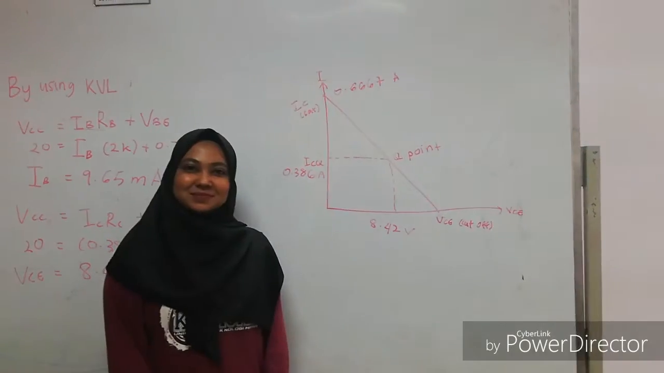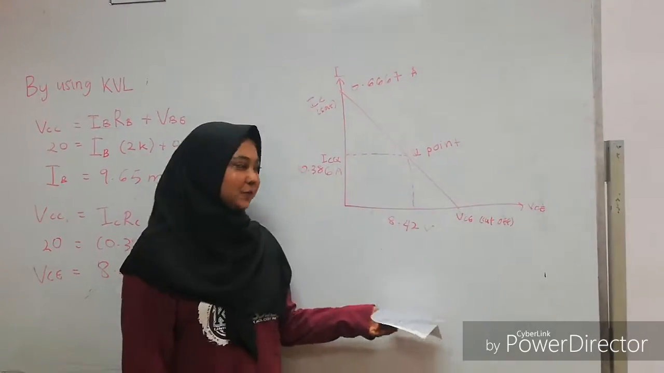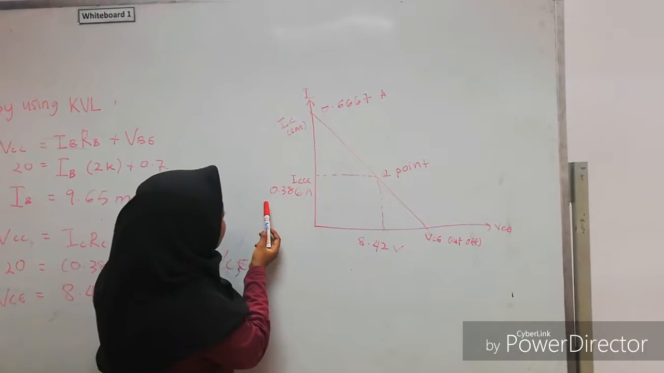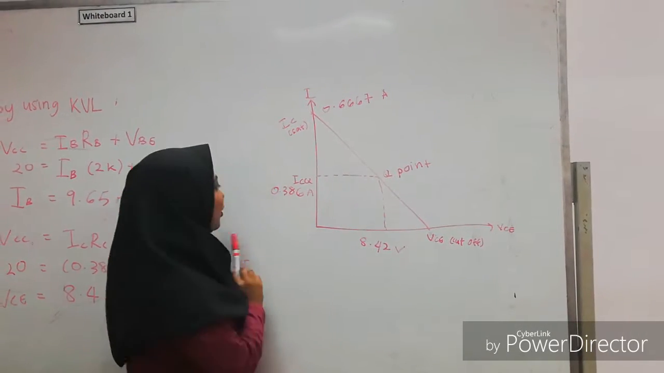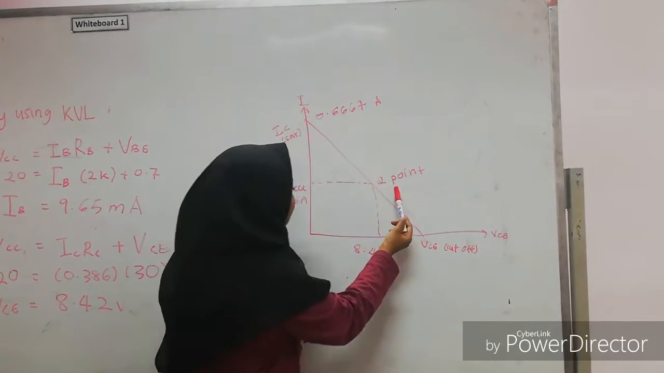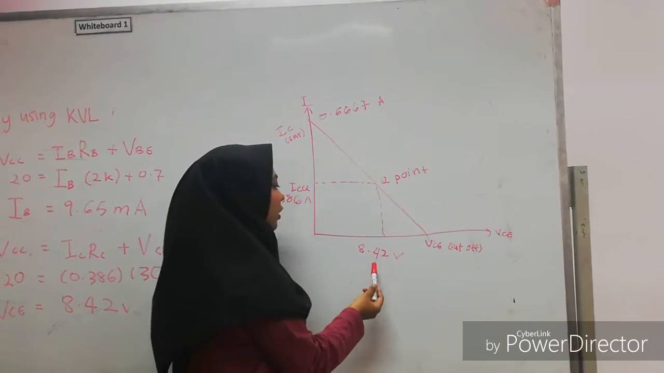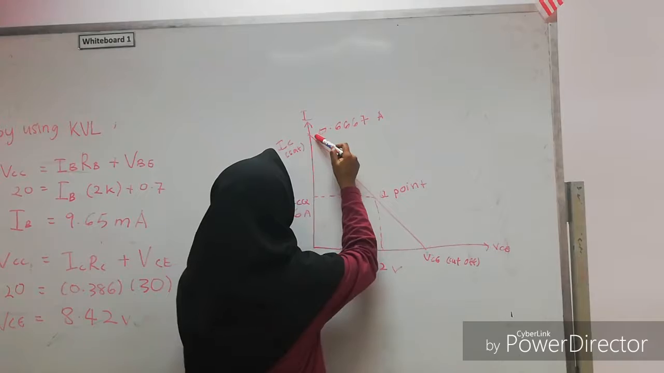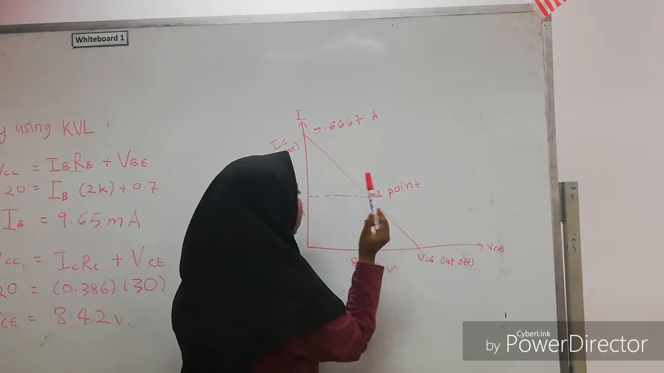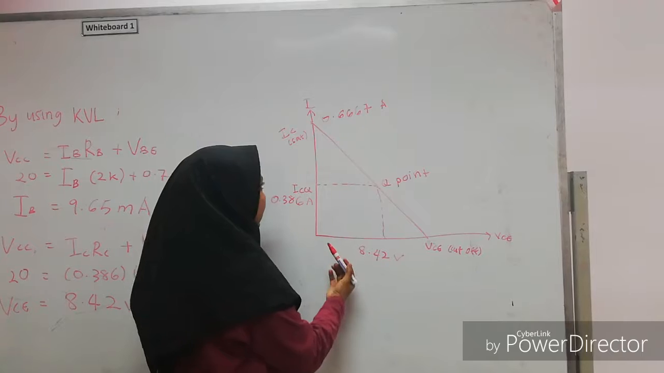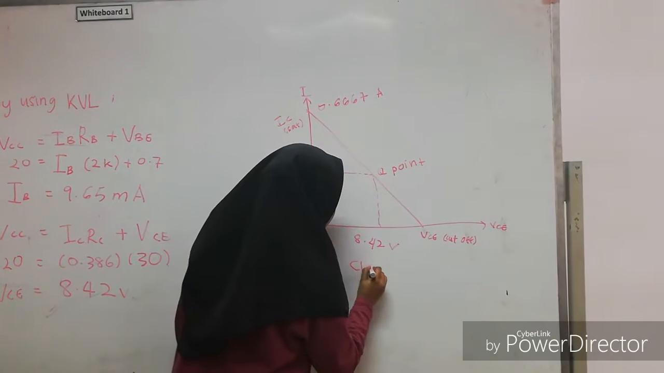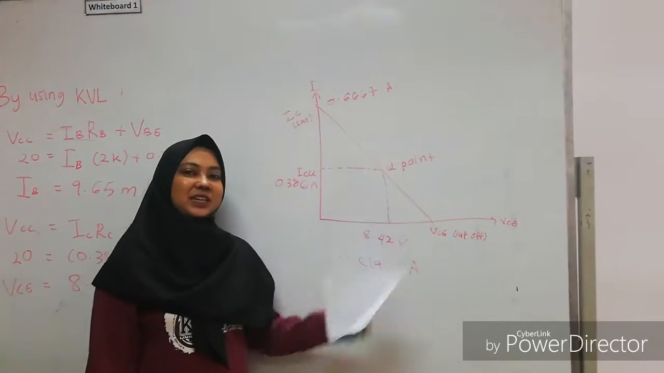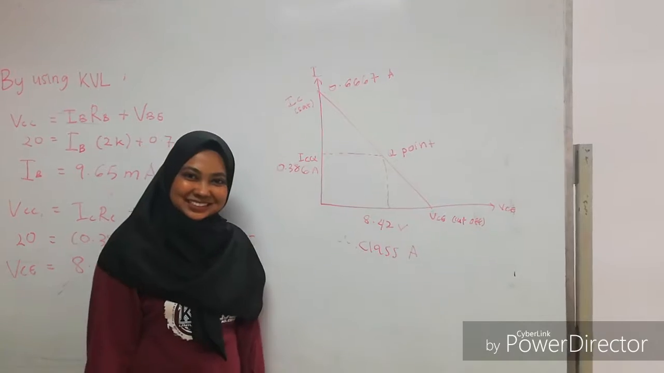Okay, after obtaining all the values, we can produce the DC load line. The ICQ value is 0.386 and the VCEQ value is 8.42. And this ICQ will cut this DC load line at the middle. So we make a conclusion that the circuit is class A because it cuts at the middle of the DC load line.